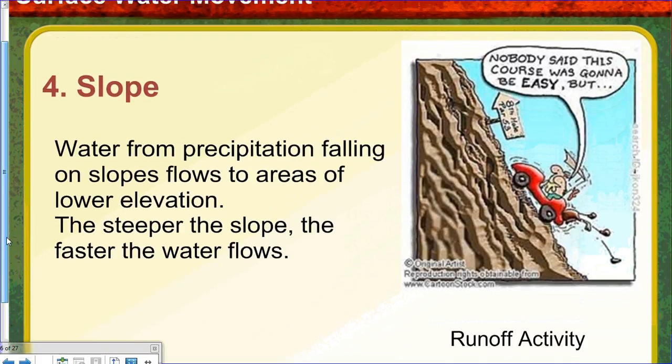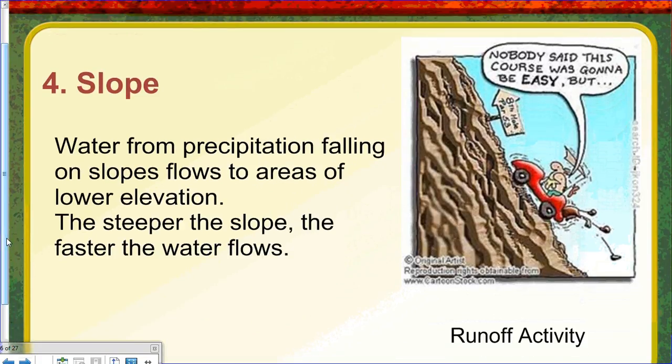We talked about slope, right, being one of those things that affects how much erosion can happen, and it also affects the amount of runoff. When you have more runoff, you're going to have more erosion, right, because it's going to move more of the particles. So that steeper slope, once again, it's going to speed up those water particles. They're not going to have that chance to soak in because they're going to be moving downhill really fast. So steeper slopes mean more runoff. Shallower slopes mean less runoff.